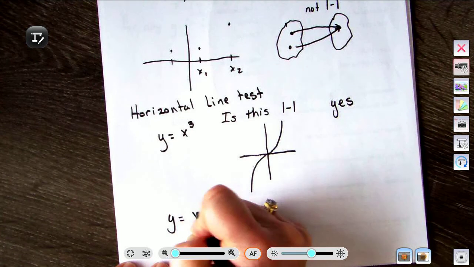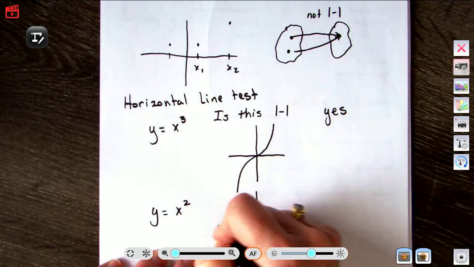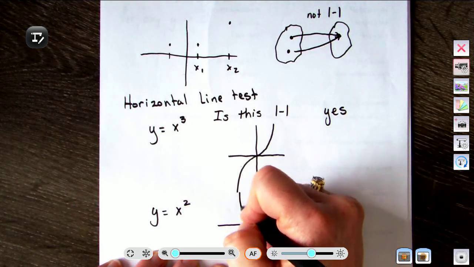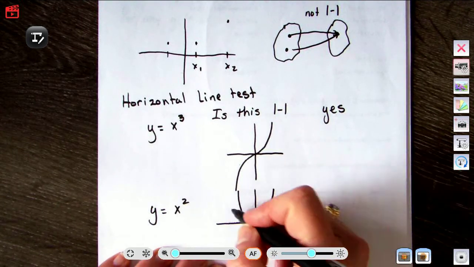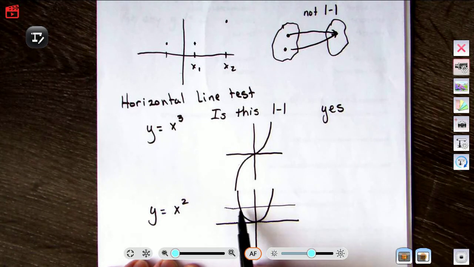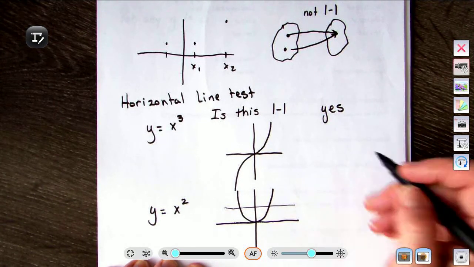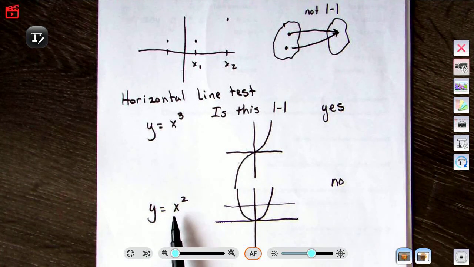How about y equals x squared? Is that one-to-one? Well, x squared is our favorite friend, the parabola, with vertex at the origin. With the horizontal line test, it passes through two places, so this one is not one-to-one. In other words, if you take a positive 2 and a negative 2, we know that they both would map to the number 4.